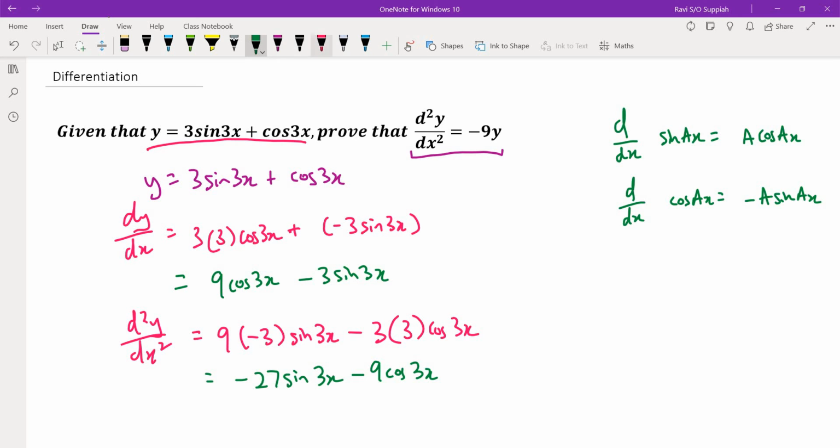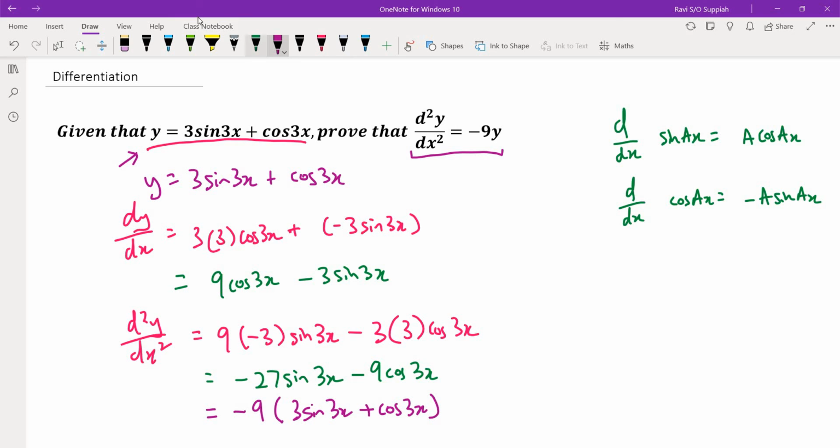Okay, now if I were to factorize out the minus 9, over here I can see that there is some similarity between this expression and this expression over here. Okay, and the main thing is the coefficient of both the terms is different. But we can see that a common factor of minus 9 can actually be factorized out. So if I factorize out minus 9, I'll get 3 sine 3x plus cosine 3x. Okay, minus 9 times 3 will be minus 27, and minus 9 times plus 1 will be minus 9.